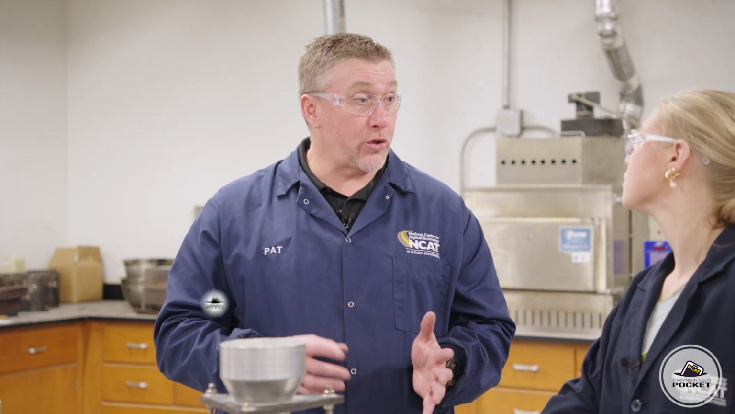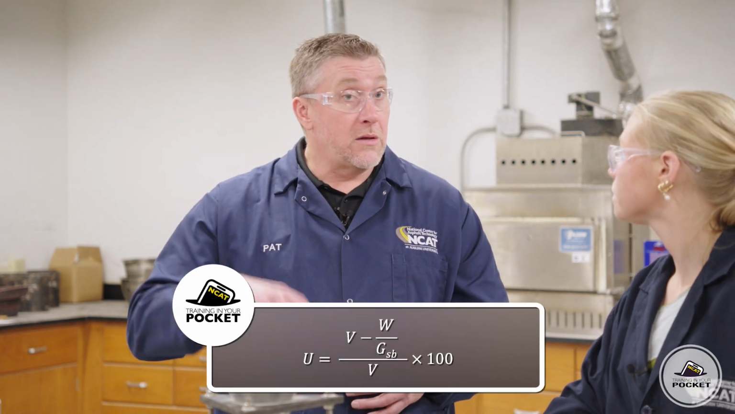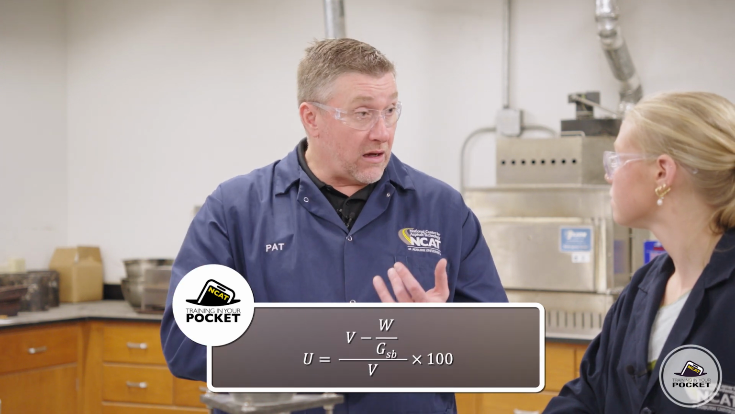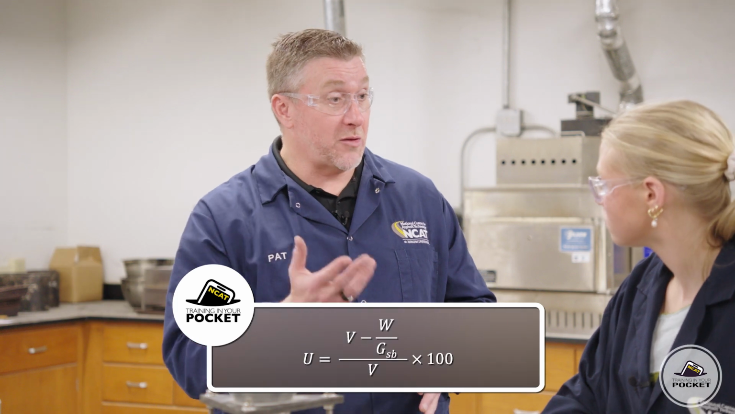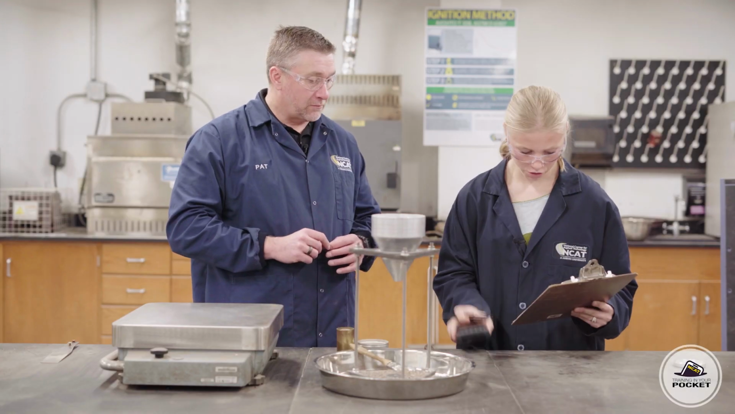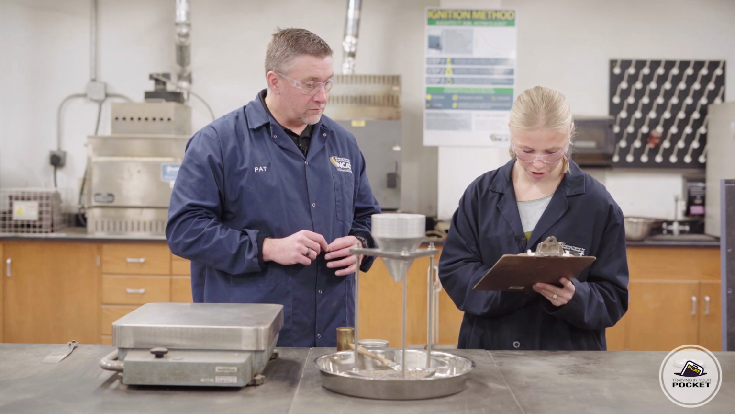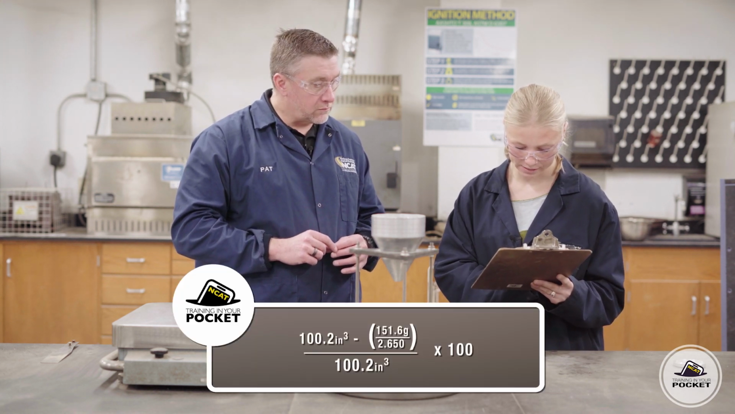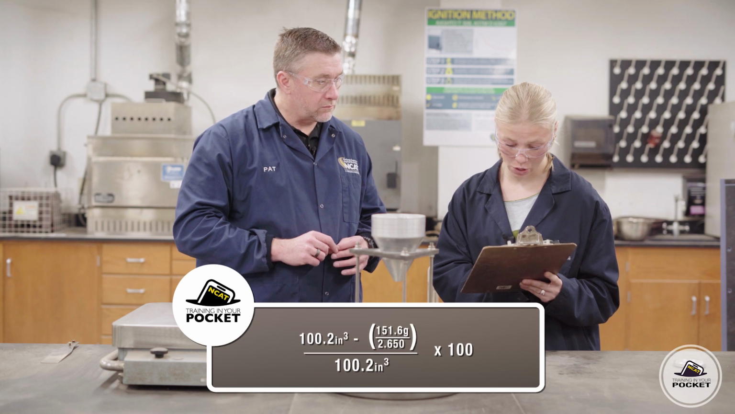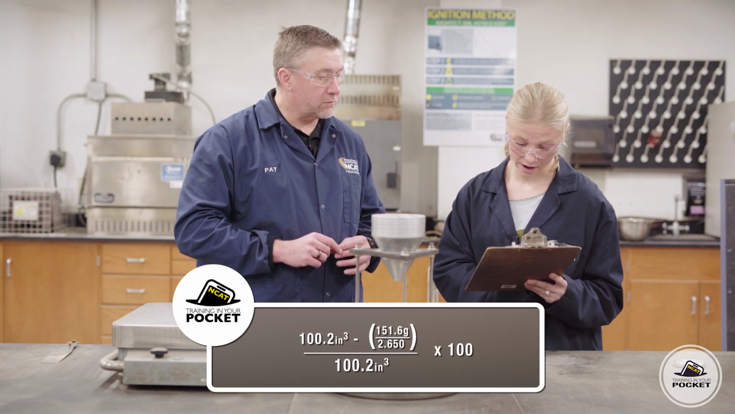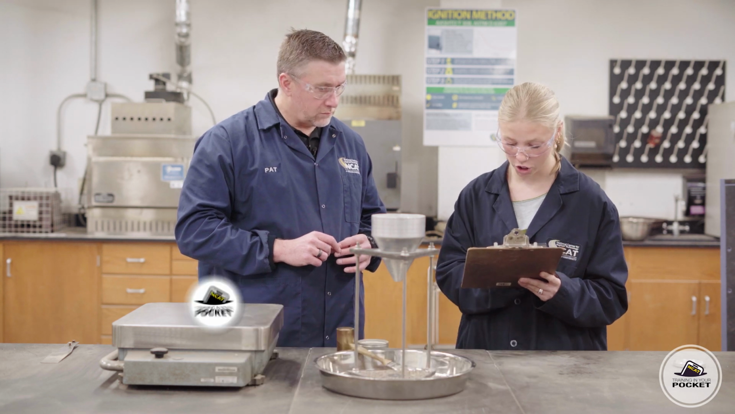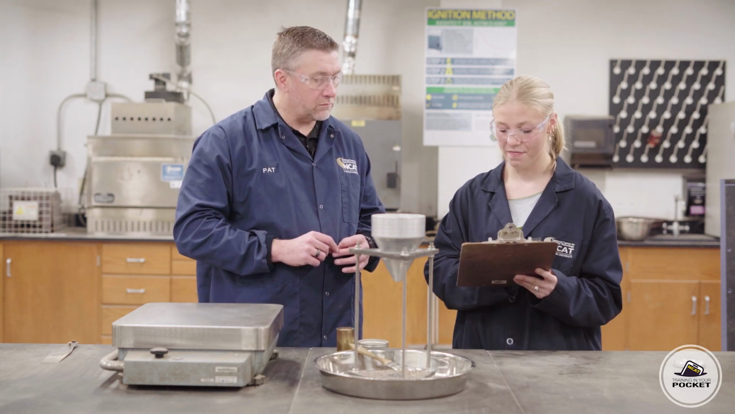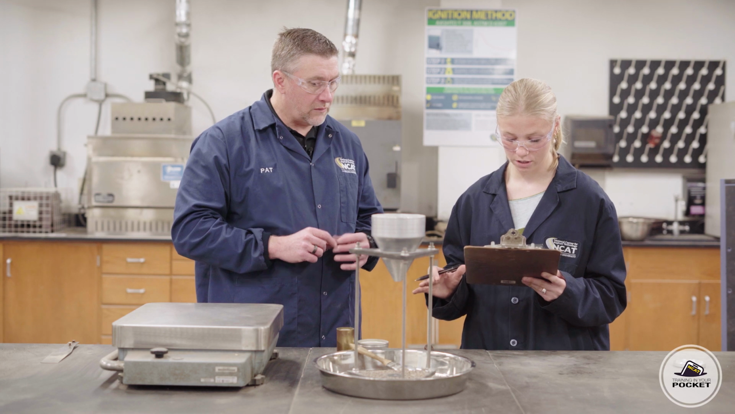So next, in order to calculate the uncompacted voids, we're going to use the formula. Uncompacted voids is equal to the volume of the cylinder, minus the weight of the aggregate divided by its specific gravity, all divided by the volume of the cylinder again, multiplied by 100 to make it a percentage. So 100.2 minus, in parentheses, 151.6 divided by 2.650, all over 100.2, and then multiply all of that by 100.